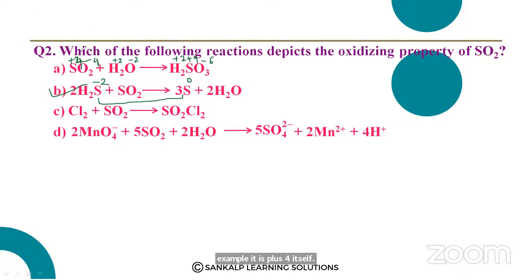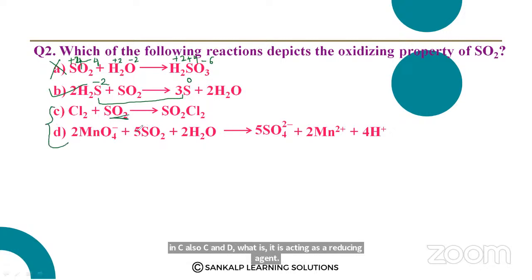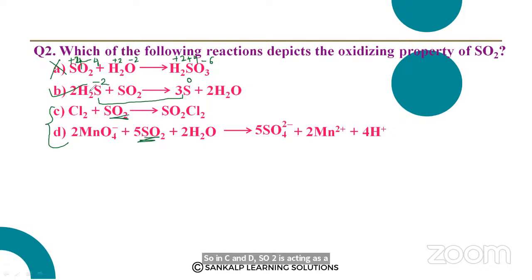So there is no change in oxidation, so this is wrong. Then when we are checking C and D, SO2 is acting as a reducing agent. So this is also wrong. So option number B is the right answer. I hope this is clear.